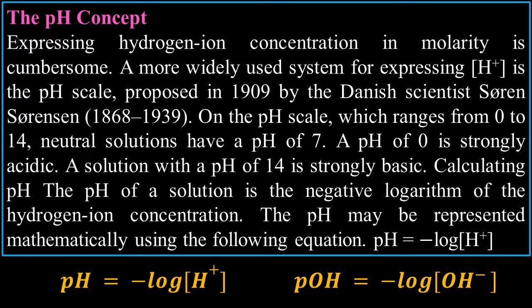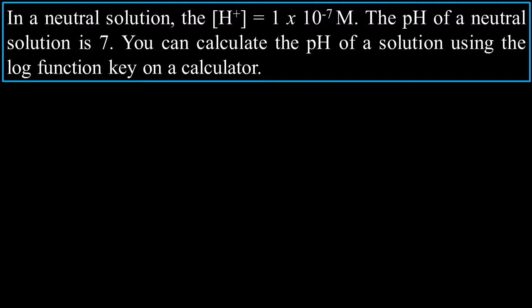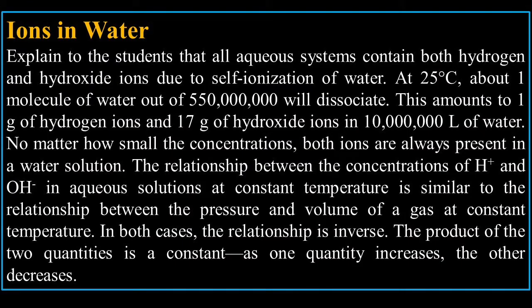Calculating pH. The pH of a solution is the negative logarithm of the hydrogen ion concentration. The pH may be represented mathematically using the following equation. pH equals the negative log of the H+ ion concentration. And pOH would also be similar, relative to the negative log of the OH- ion concentration. In a neutral solution, the H+ equals 1 times 10 to the negative 7th. The pH of a neutral solution is 7. You can calculate the pH of a solution using the log function key on a calculator.